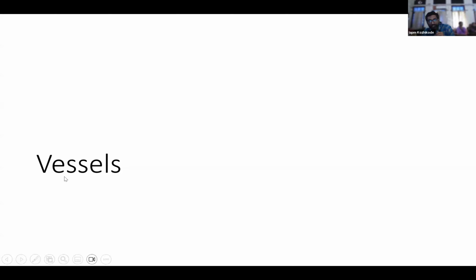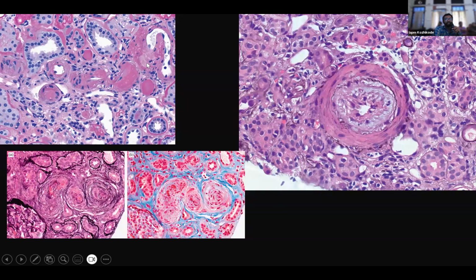Now going to the vessels. Looking at the vessels is important in some diseases. In something like hypertension and diabetes mellitus, you are going to get a lot of hyaline arteriolosclerosis. In something like malignant hypertension, you are going to get this onion skin kind of appearance, and mucoid intimal change.